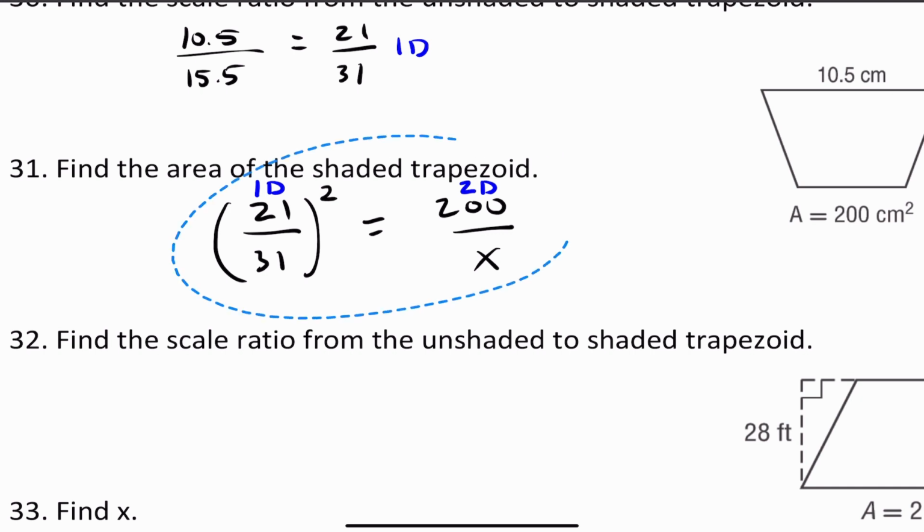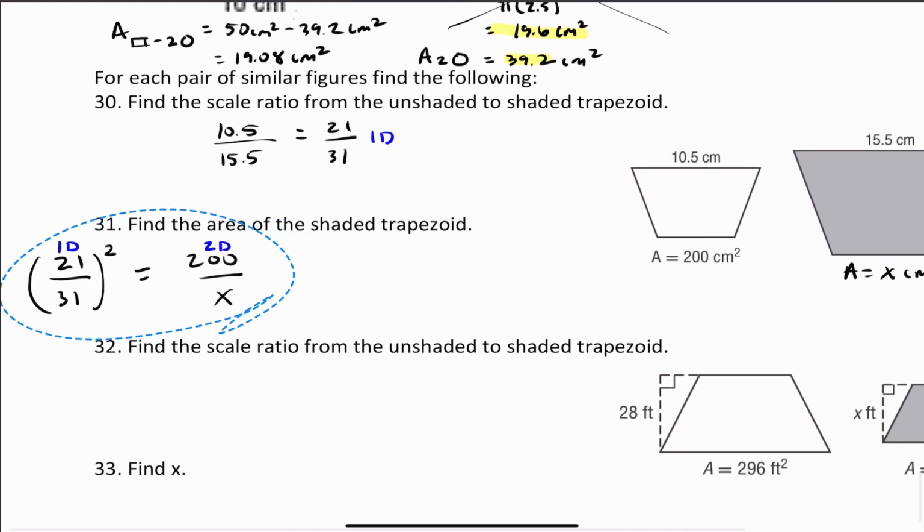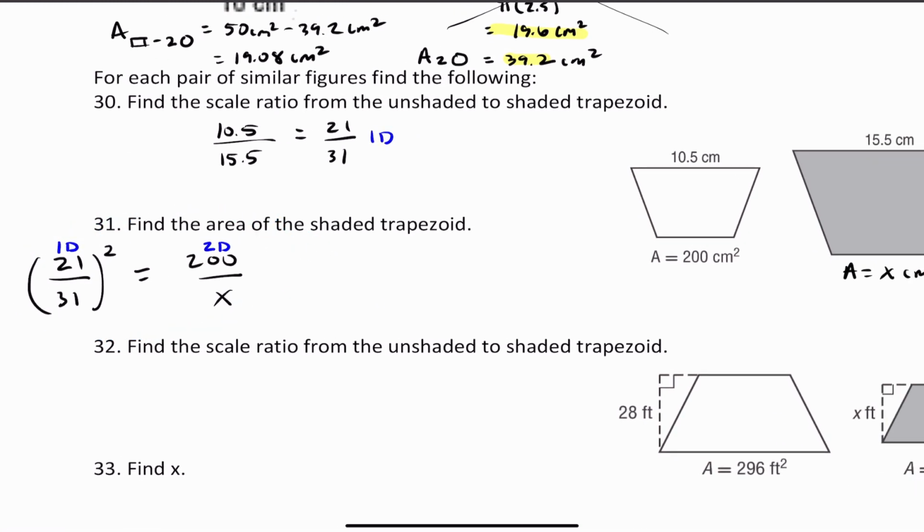So what do we get? Let's move this over here so I have room. 21 squared is 441. And then 31 squared is 961, which is equal to 200 divided by x. Okay, so now we have 2D here, 2D there, cross multiply. So we're going to do 961 times 200. Whoa, that's a big number. And I'm going to divide that by 441.